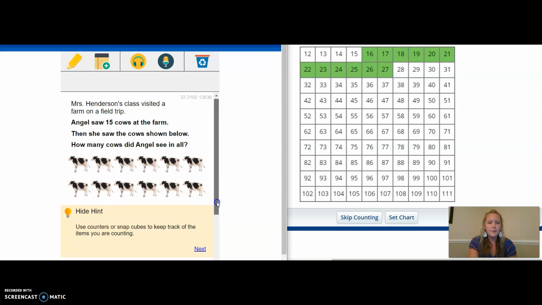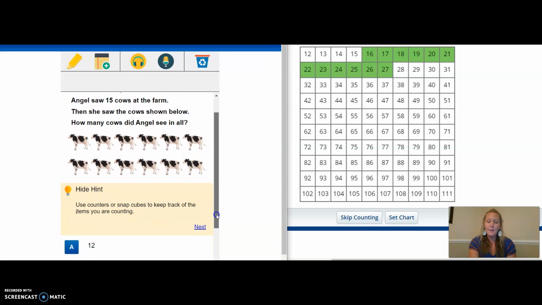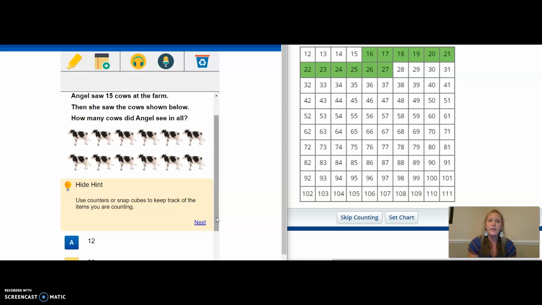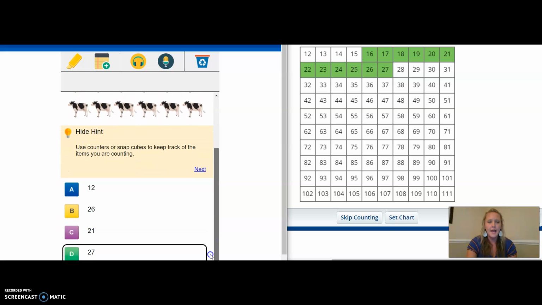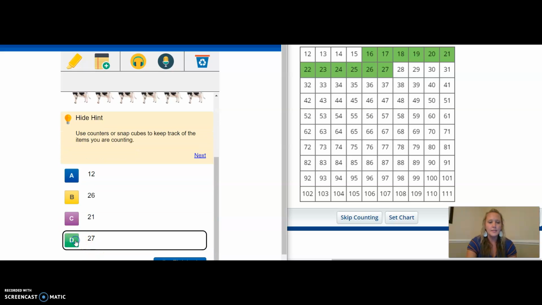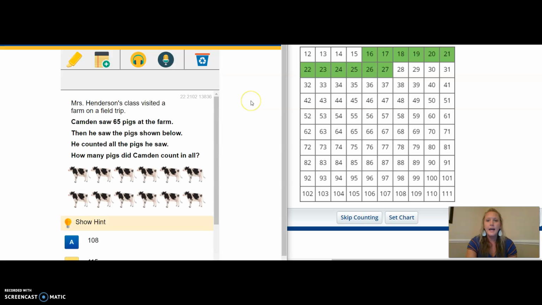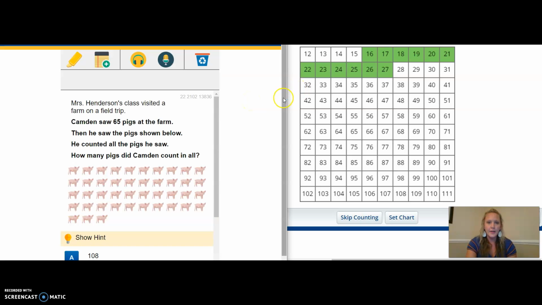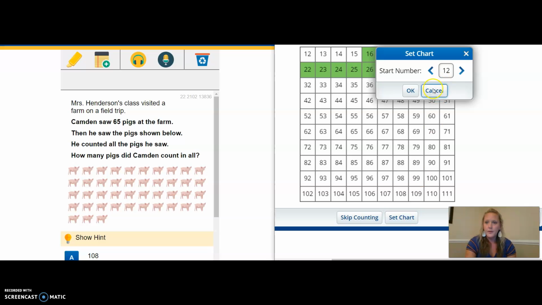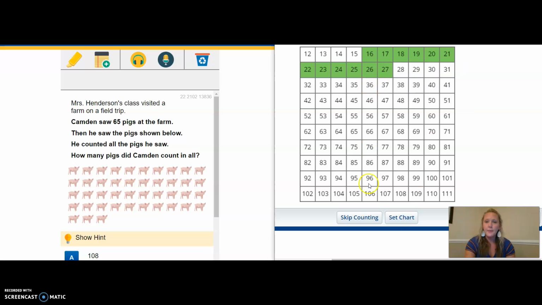The hint here below says you can use counters or snap cubes. Some of you might have explored those online tools yesterday. We will be using those in a next lesson. But for today, I got the answer 27. Let's try another one together. So I'm going to set my chart again at a number.